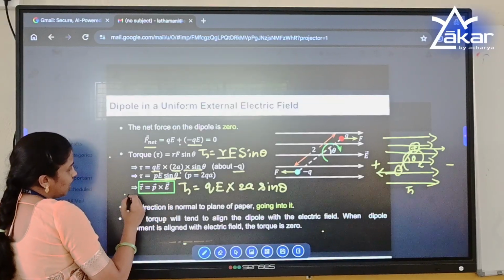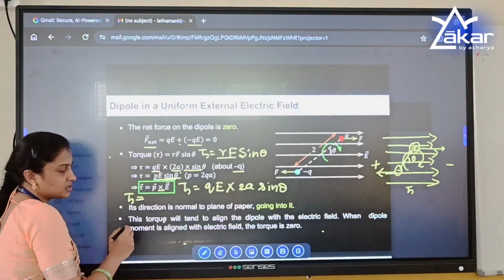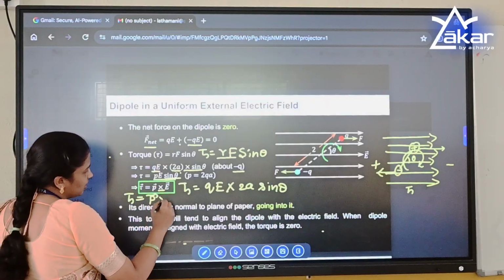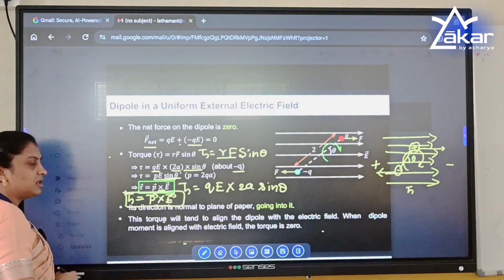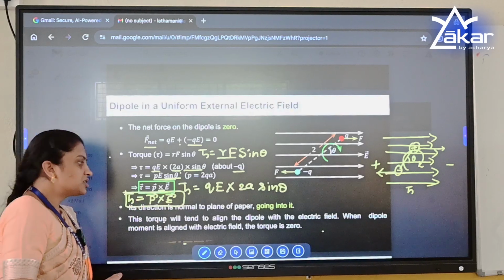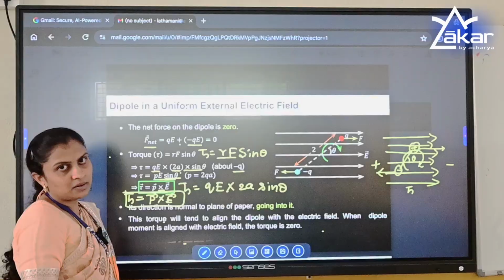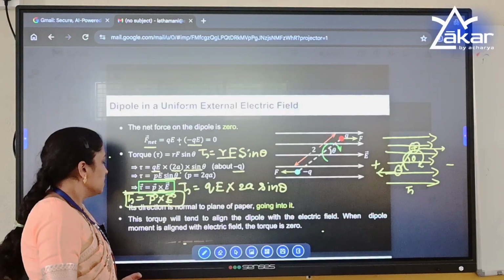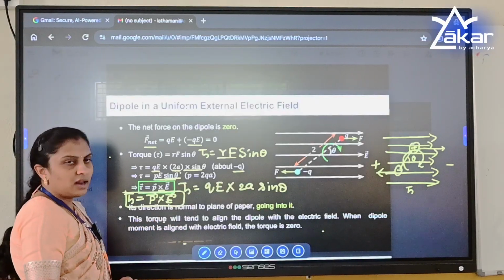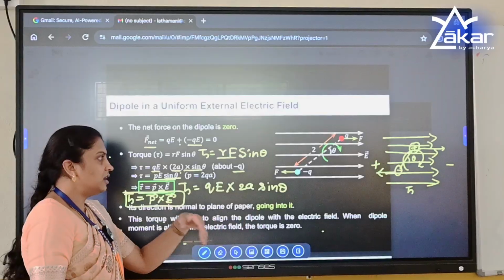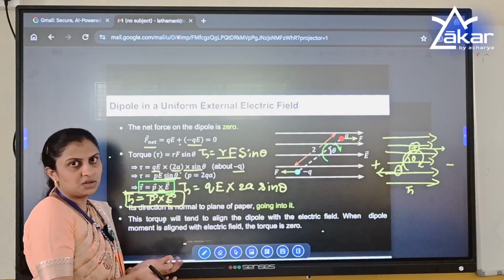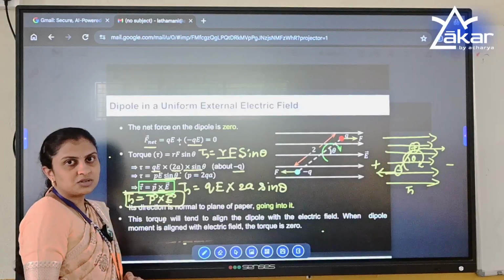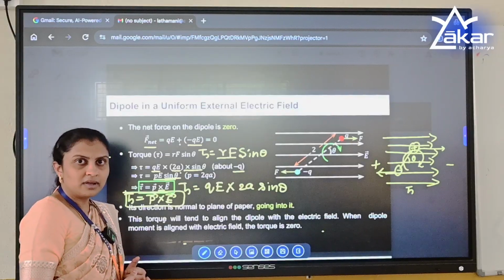So the torque is equal to pE sin theta, and in vector form, the cross product: torque equals p vector cross E vector. Its direction is normal to the plane of the paper, going into it. The torque will tend to align the dipole with the electric field, and when the electric dipole is aligned with the electric field, the torque is 0. So this is the expression for torque in a uniform electric field.